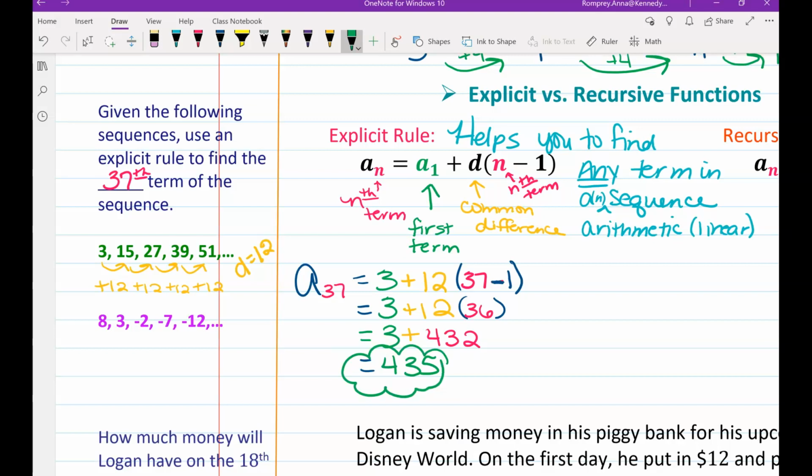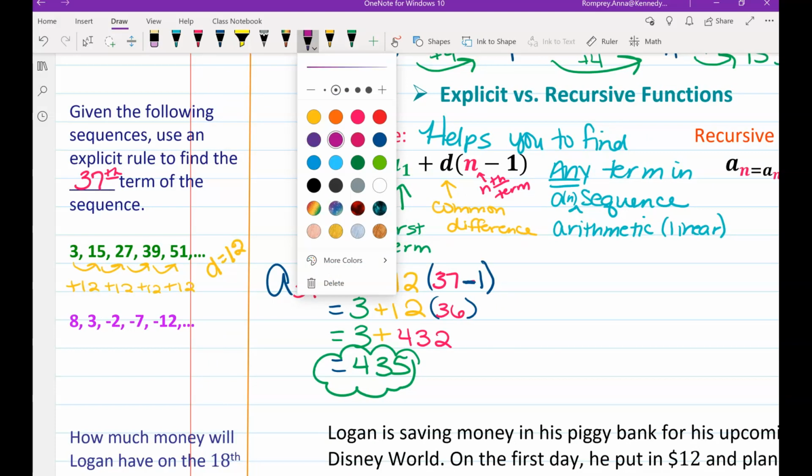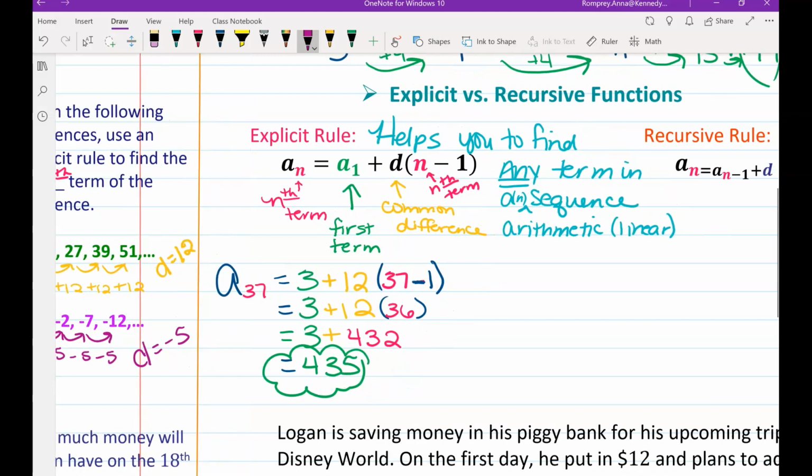All right, let's try that one more time. 8, 3, -2, -7, -12. Okay, so I'm getting smaller. From 8 to 3, I subtract 5. 3 to -2, yep, I subtract 5. Subtract 5. Subtract 5. Beautiful. Our common difference is -5. So notice we have a negative common difference this time.